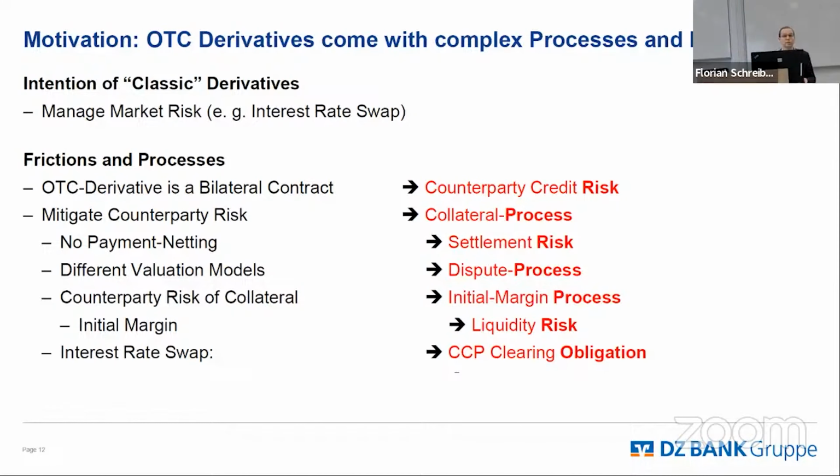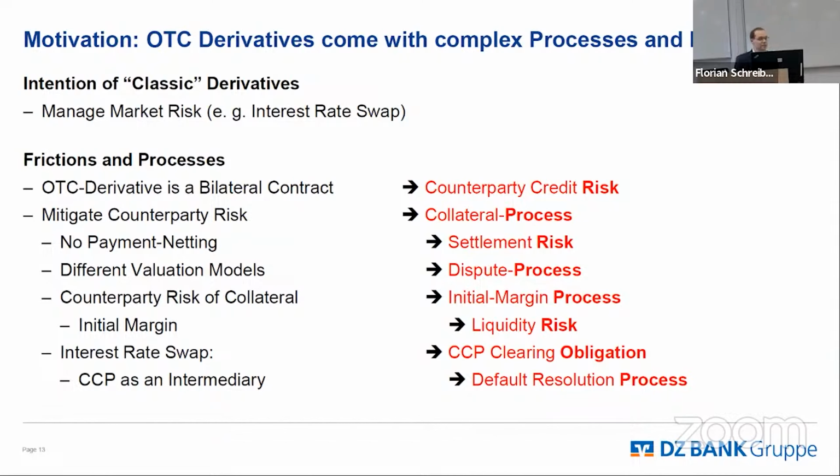He said there's a clearing obligation to process your derivative over a central institution, namely the CCP. But the CCP introduces a new intermediary into the entire system and is subject to default risk. And this is why we have a default resolution process in place, which we are all obliged to follow to see that the CCP does not default. So look at this, red, right? A lot of processes and frictions and risks.